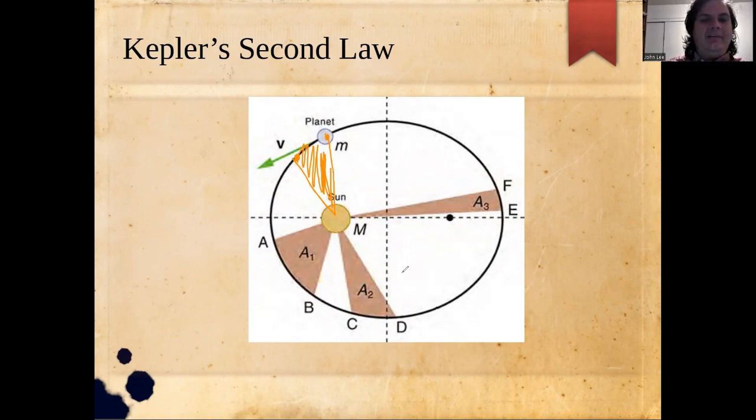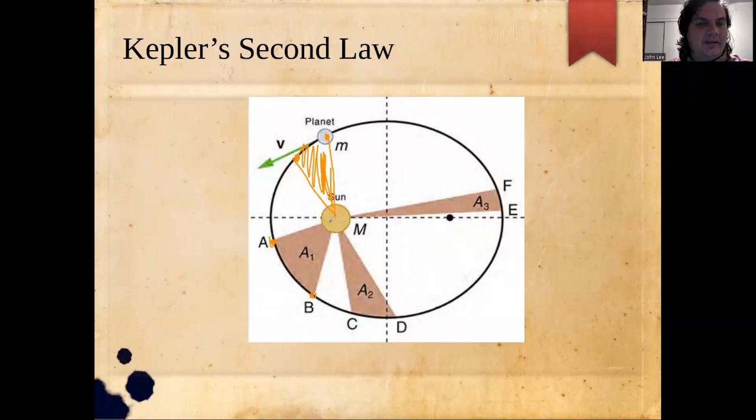And what they find is that for any point along the ellipse, the areas of these kind of triangles, not really triangles, but kind of triangles, are going to be equal, because as you're closer to the sun, it turns out that you're going faster.